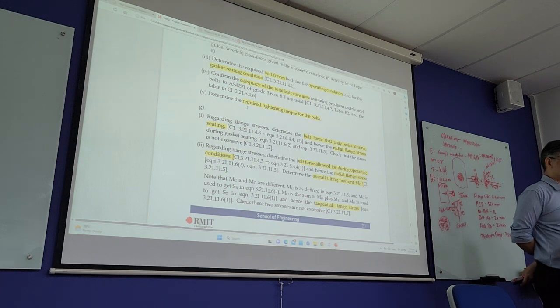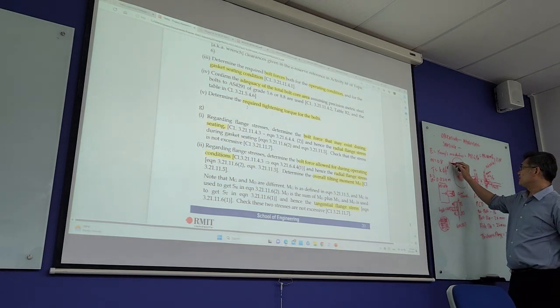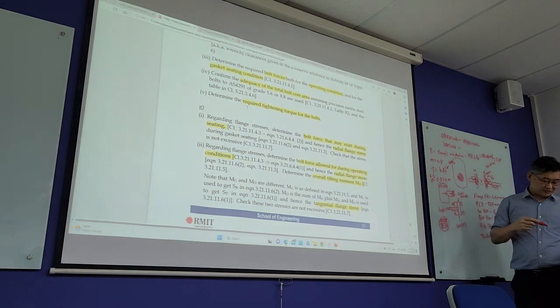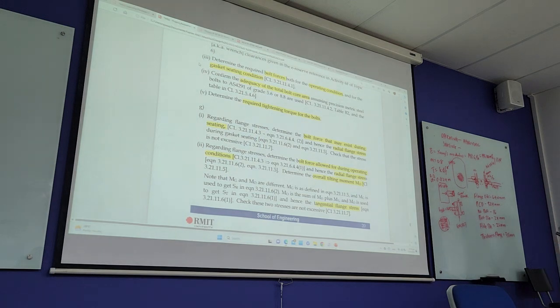So F, you have to find yourself. F is what you thought just now, for the 75 or 160. Because F, actually you have to use from WM2. WM2, as I showed you, in order to find out the F. Alright, so it's a bolt force, coming to seating, bolt force. Okay, so this is part F.